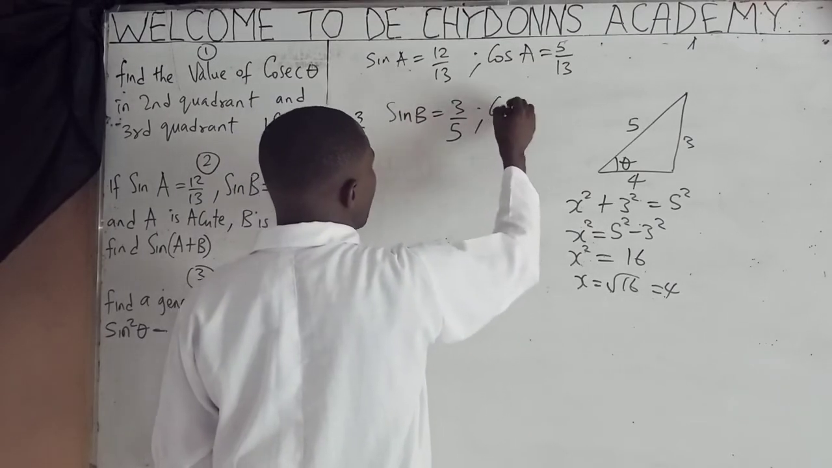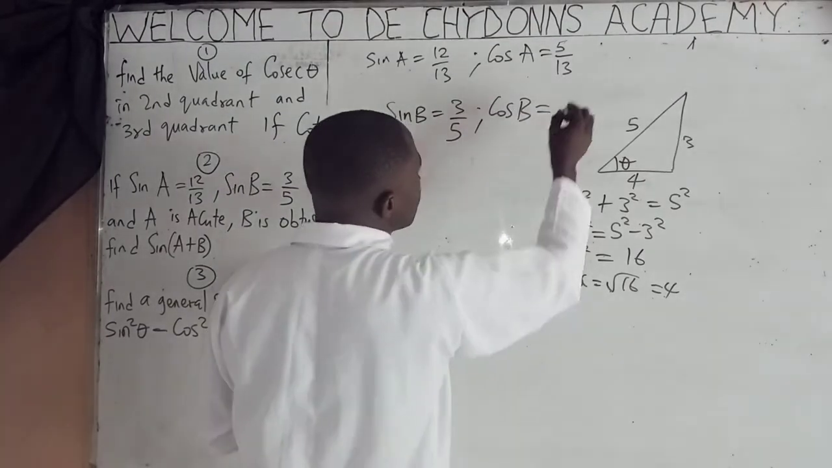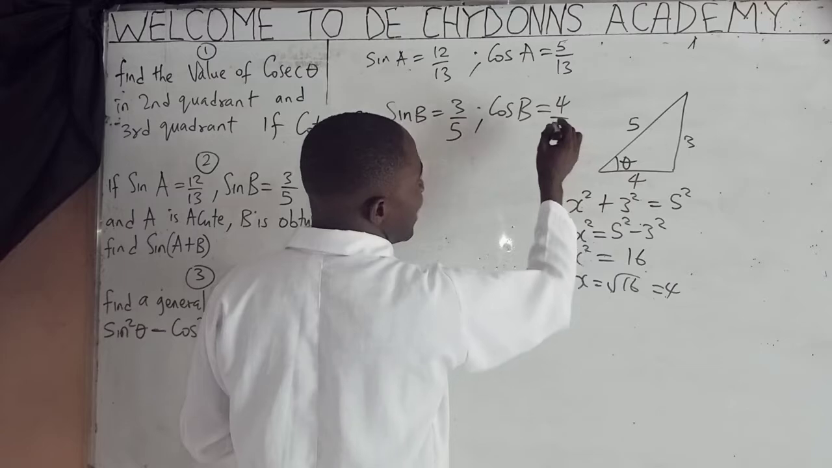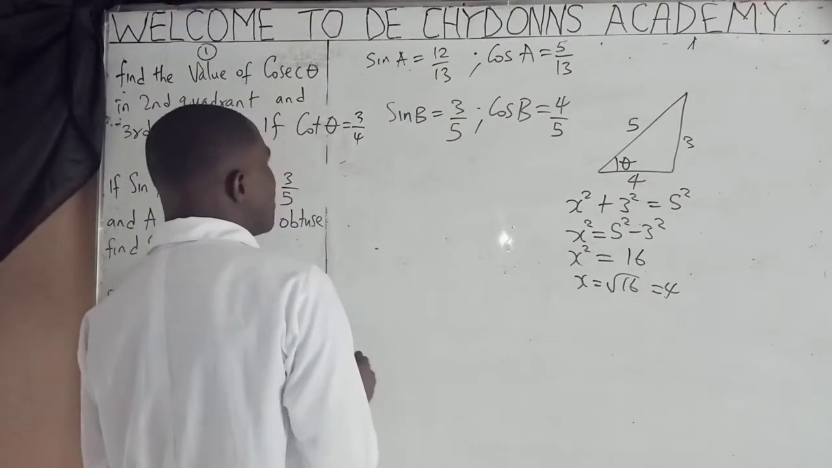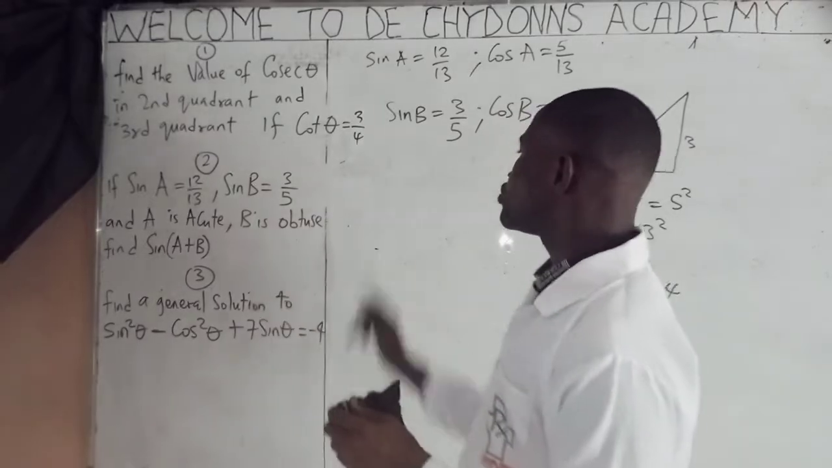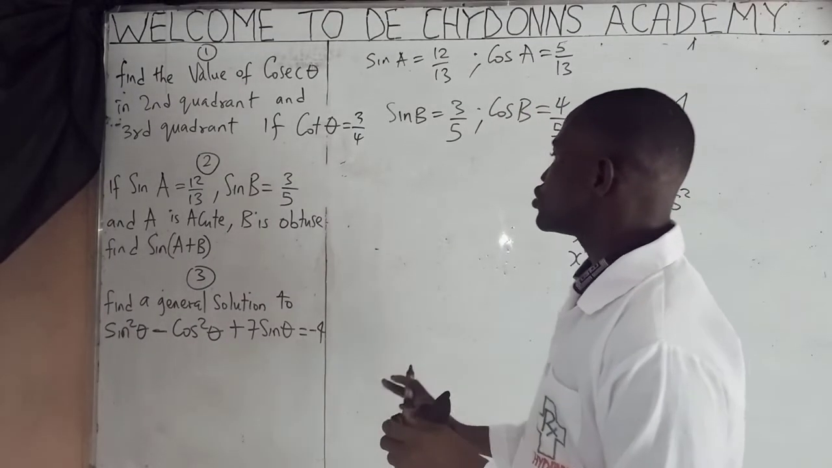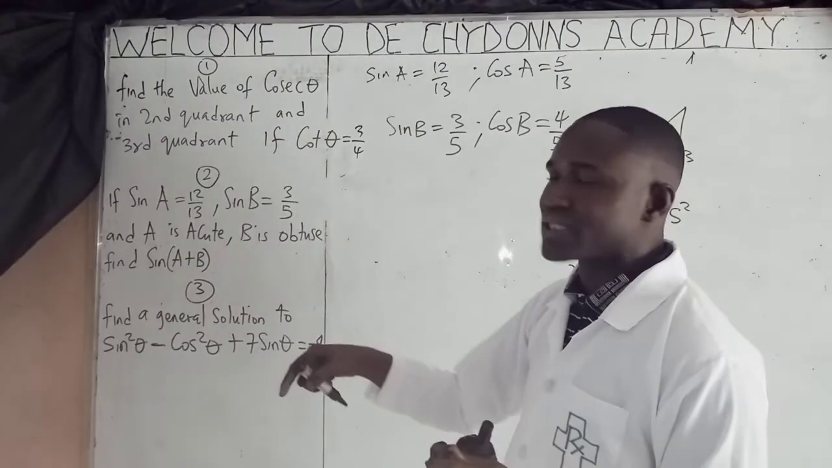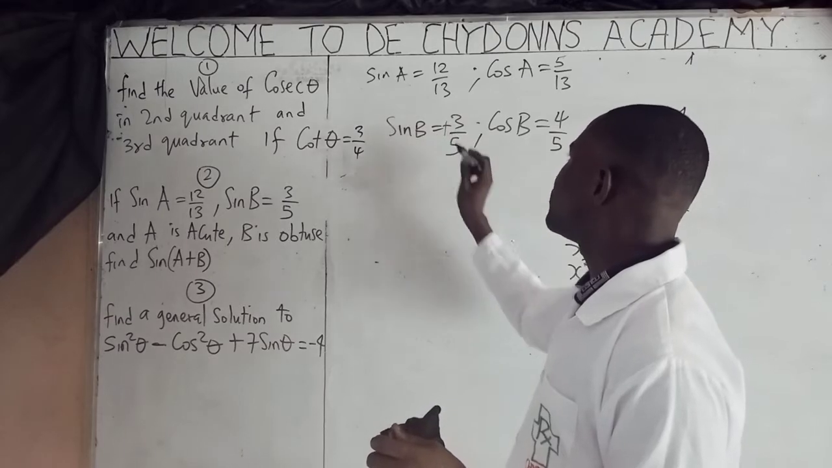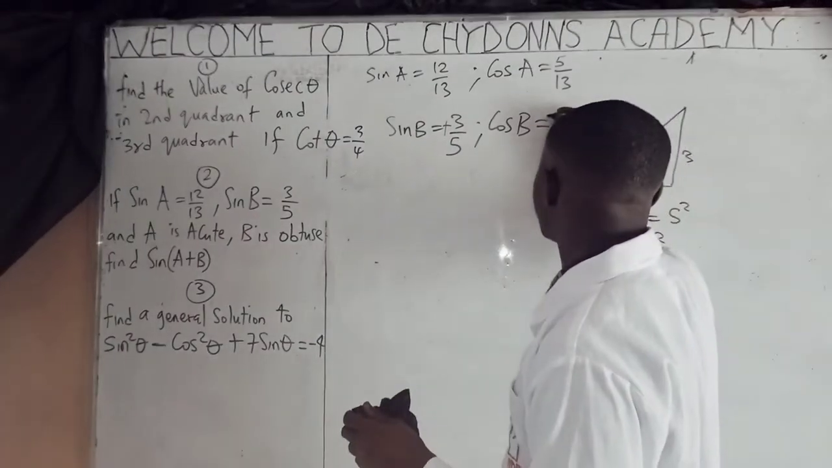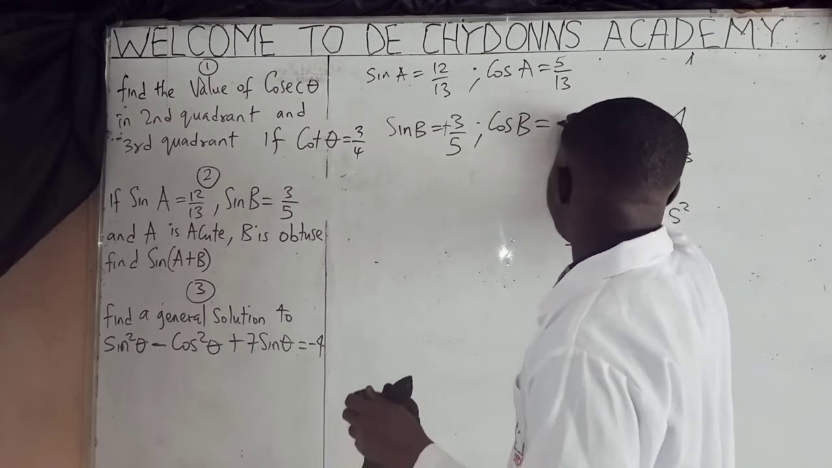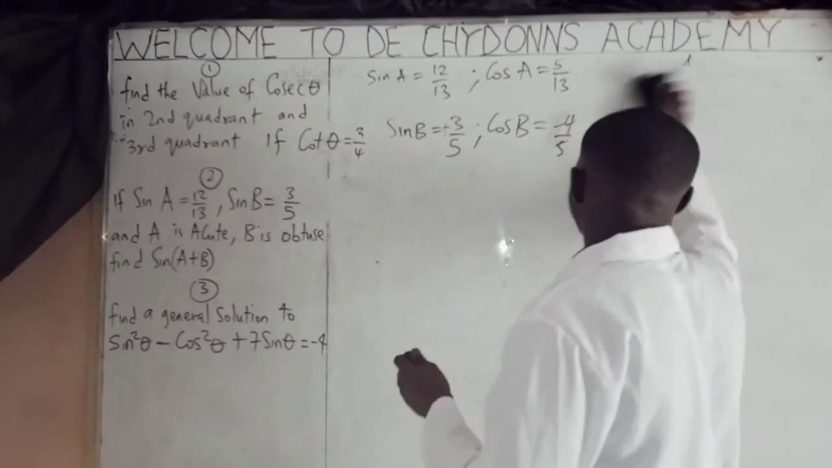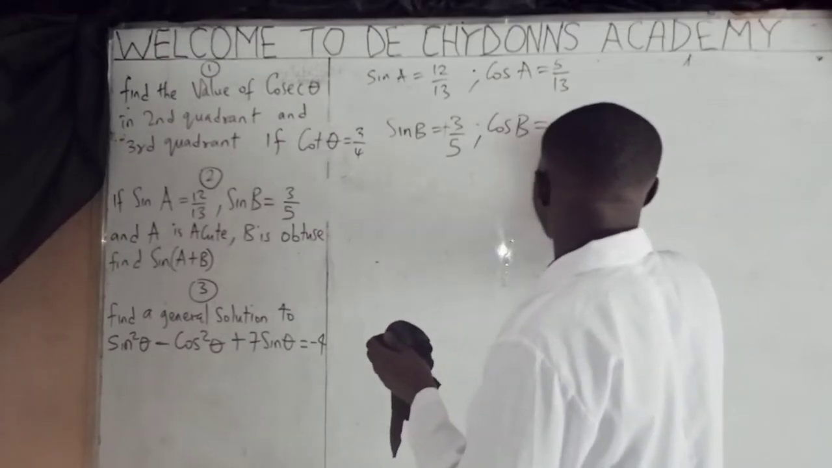What will now be my cos B? Cos B will be equal to adjacent over hypotenuse. This is adjacent because it joins the hypotenuse to form this angle. Then, because they say that B is obtuse, remember, obtuse means second quadrant, and only sine is positive in the second quadrant. So cos is negative. Cos will now turn to negative. So we'll be having minus 4 over 5. Okay? Then let's continue and sort out our question.